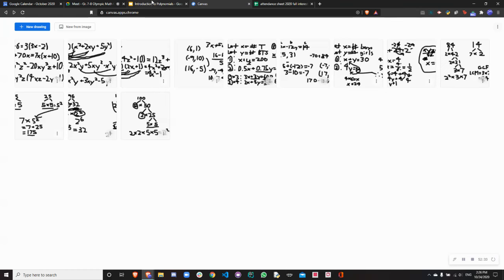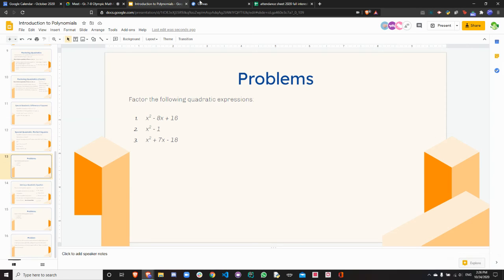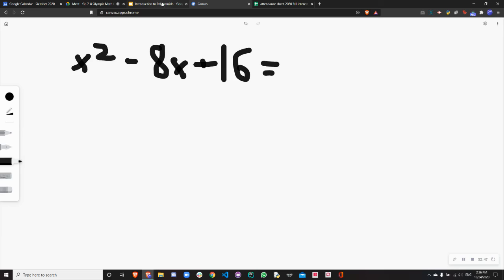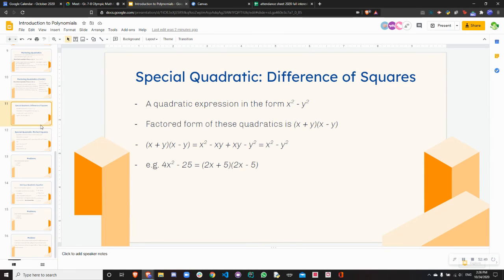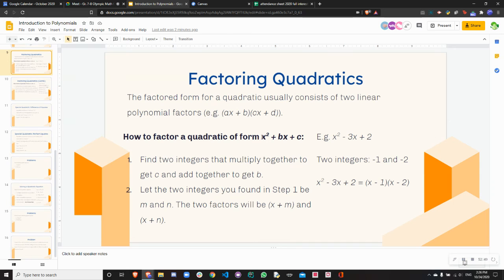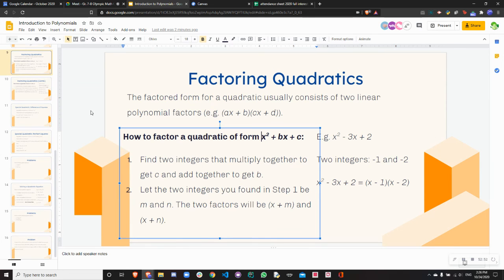Let's take these up. So question 1: x squared minus 8x plus 16. We can go about this in a few ways. We can factor this using the method where you have x squared plus bx plus c, so we have a equal to 1.